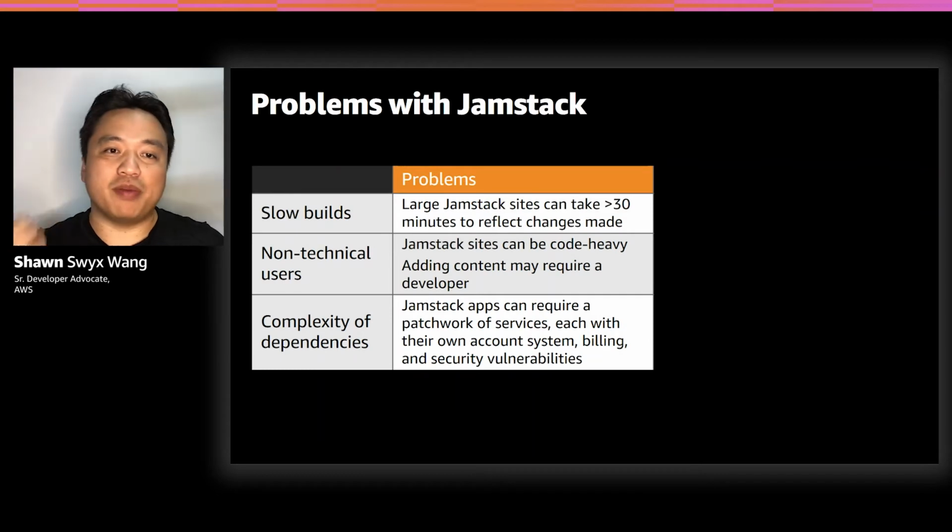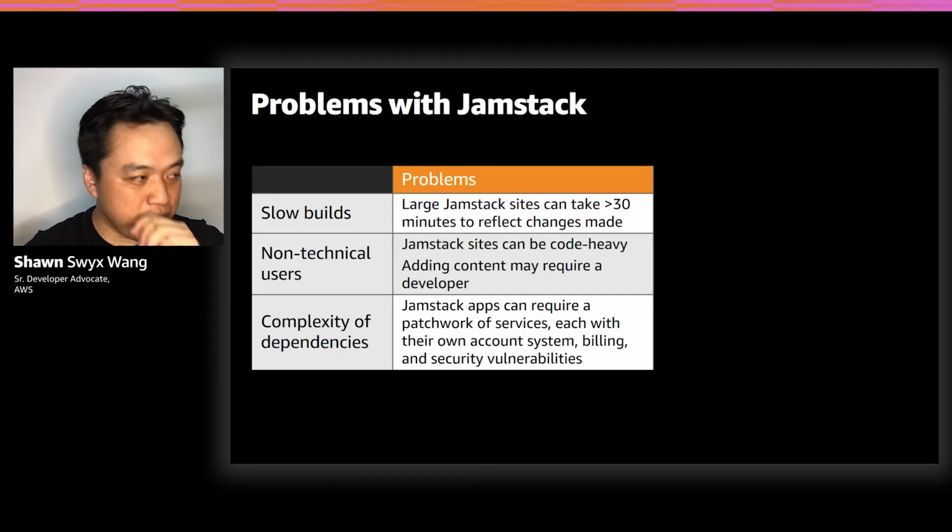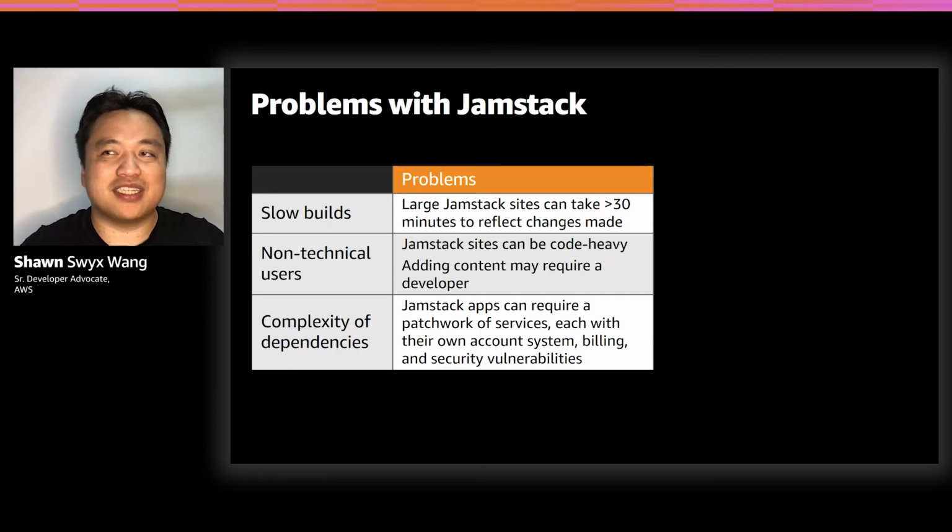The first is slow builds. Large Jamstack sites can take over 30 minutes to reflect the changes made, and there's no upper bound on the 30 minutes. Once you get in, it really breaks the flow. If you need to redeploy to see a change and it takes 30 minutes, it really hurts development.